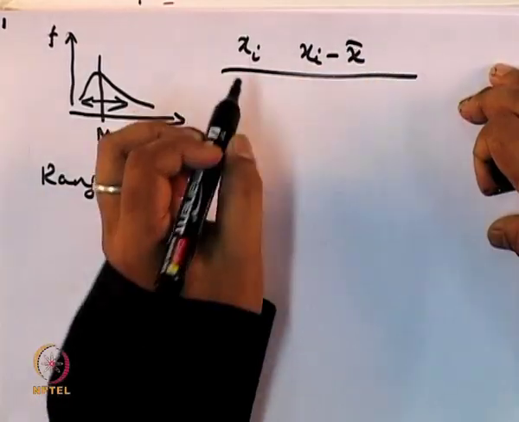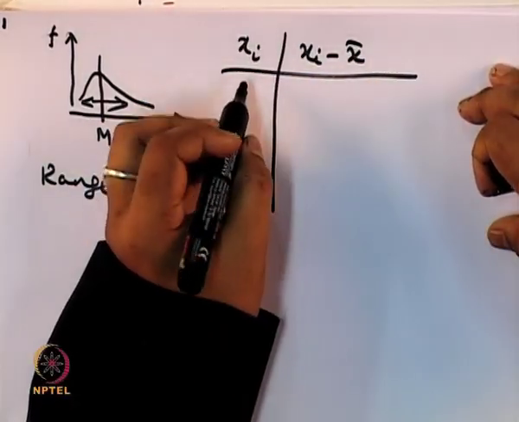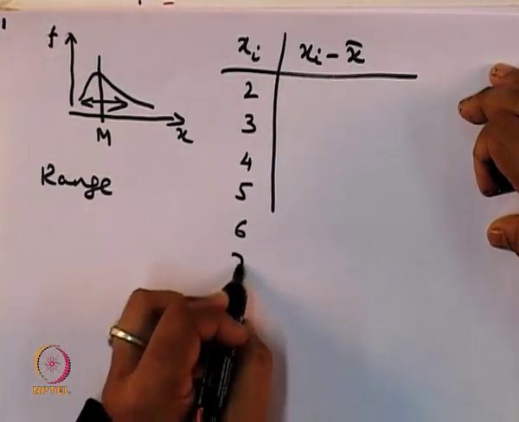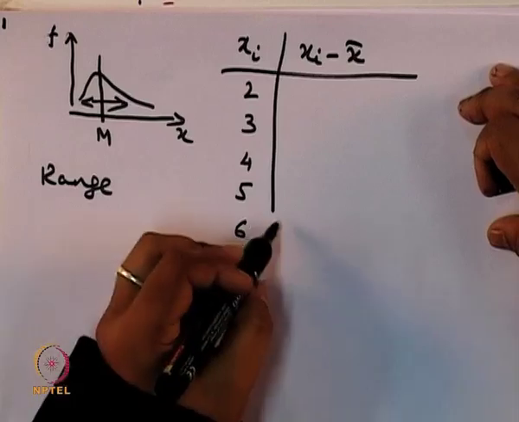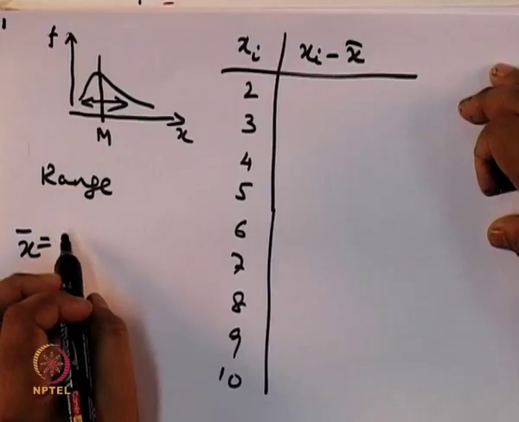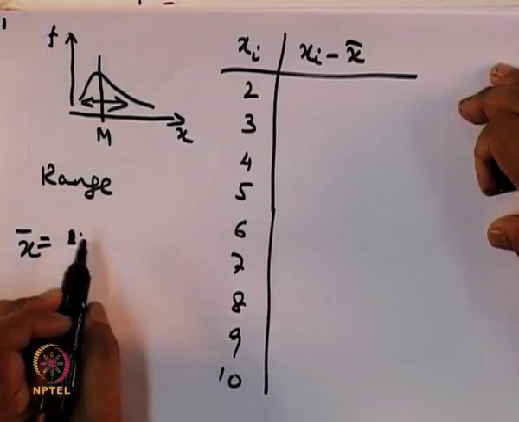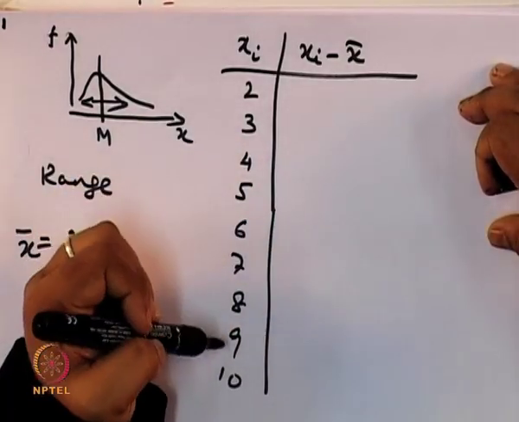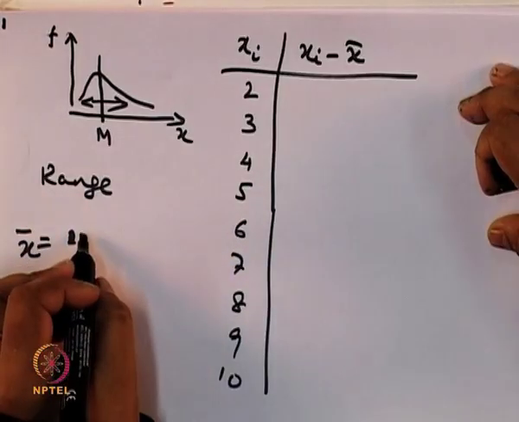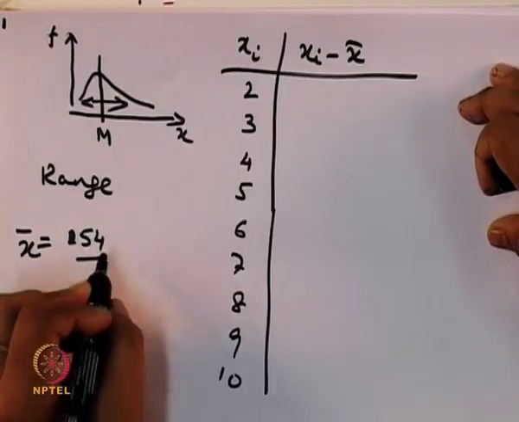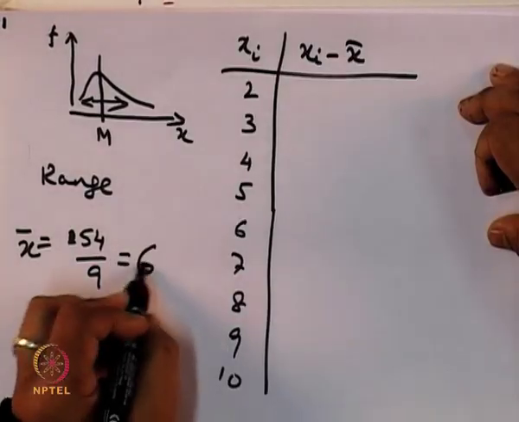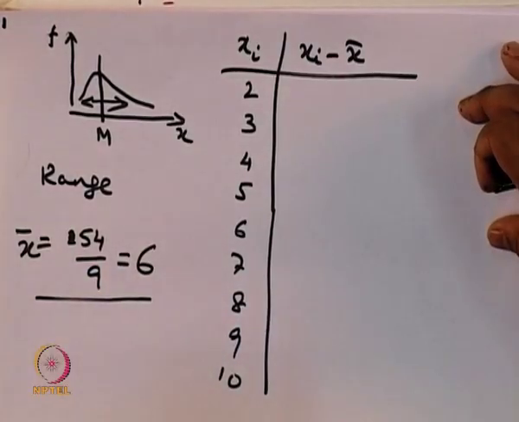xi is 2, 3, 4, 5, 6, 7, 8, 9, 10. Okay. My x bar I can calculate as 12 plus 12 plus 12 plus 12, that is 48, 54, divided by 9 values, which gives 54 by 9 equal to 6. Okay. My x bar is 6.